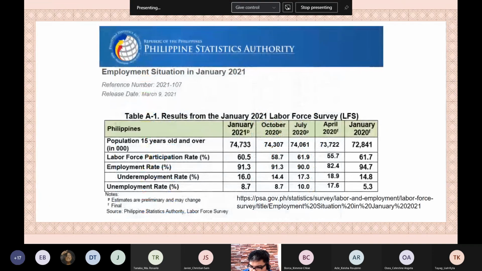And yan din yun. Okay. May matatawag pa ba ako mamaya? Okay. Here are the resort.